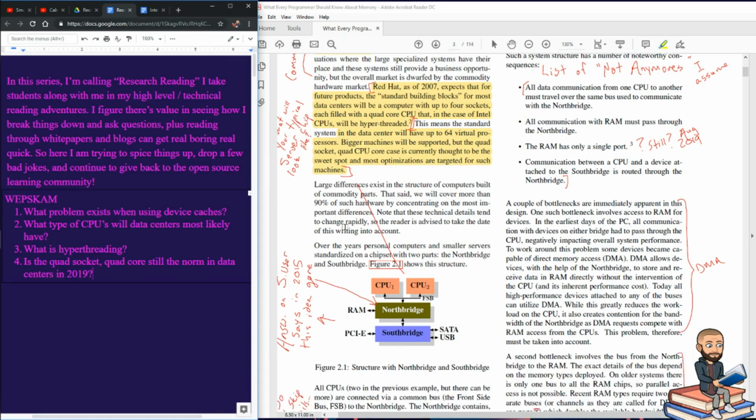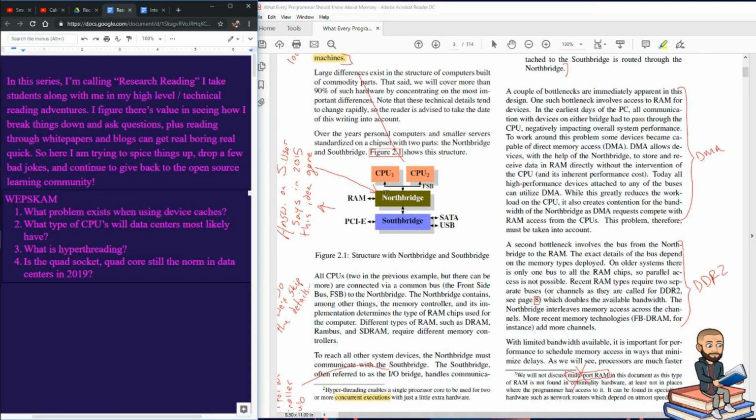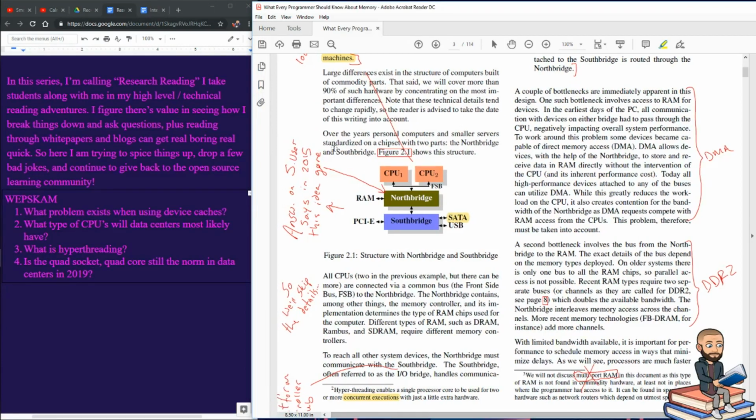If we look down here, they have a nice little image for us. So we got 2 CPUs communicating to a North Bridge, which communicates to a South Bridge. North Bridge is talking to RAM, South Bridge is talking to any devices or any cards on the PCIe slot or plugged into the USB. Oh, and don't forget our SATA cable there, connected to the hard disk. But according to Stack Overflow, this whole North Bridge concept is gone in 2015.